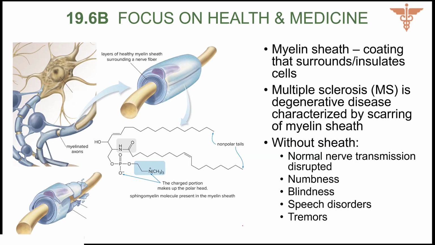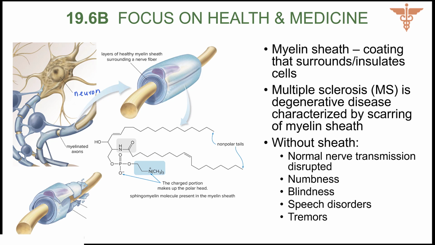Here we have a picture of different neurons. This is a neuron cell. And if we take a microscopic look at that, these kind of spread out and have different coatings. So there's layers of myelin sheath surrounding the nerve fibers, and we have myelinated axons as well. The myelin sheath coating that surrounds the nerve fibers also insulates the cells. People that have multiple sclerosis have scarring of the myelin sheath, or it's degenerating. Without the sheath, normal nerve transmissions are disrupted, can result in numbness and blindness, speech disorders, and also tremors.